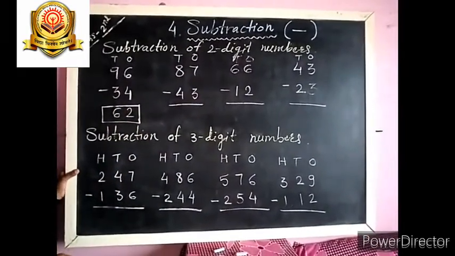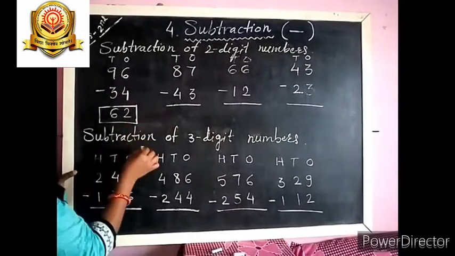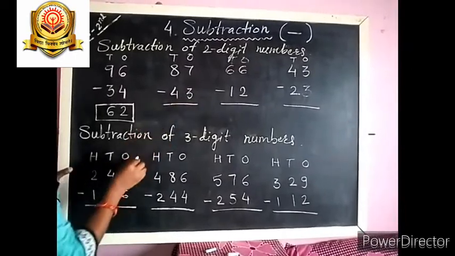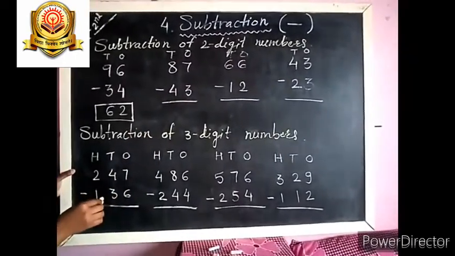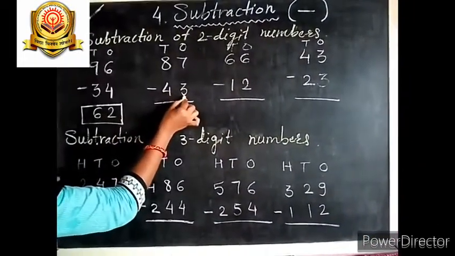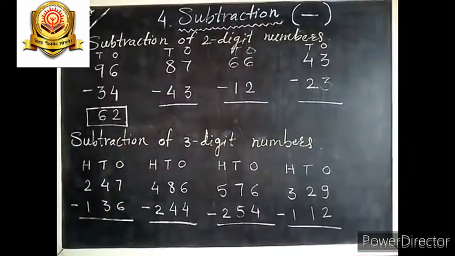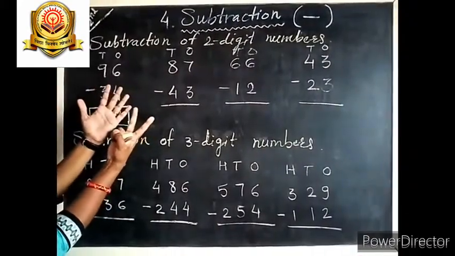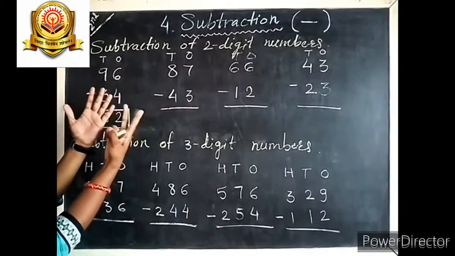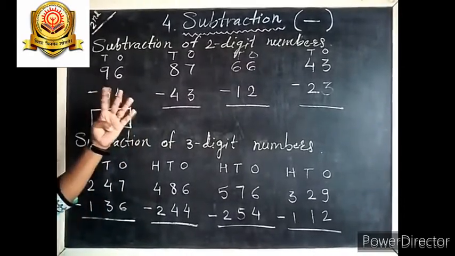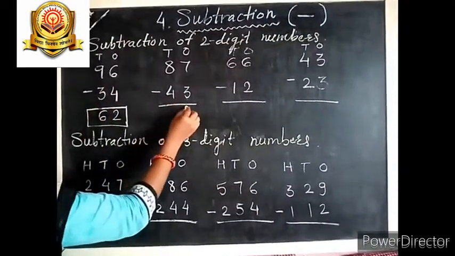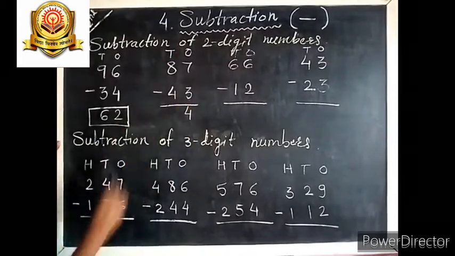Now students, for your better understanding, we will take another example. 87 minus 43. Firstly we have to subtract ones place and then tens place. So start from ones place. Subtract 3 ones from 7 ones. Firstly take 7 fingers and remove 3 fingers because we have to subtract 3 from 7. 1, 2, 3. How many fingers remaining? 1, 2, 3, 4 fingers. So write here 4 under ones column.